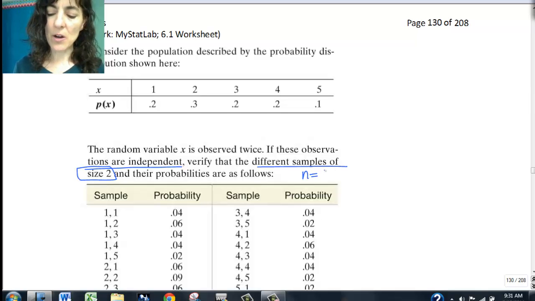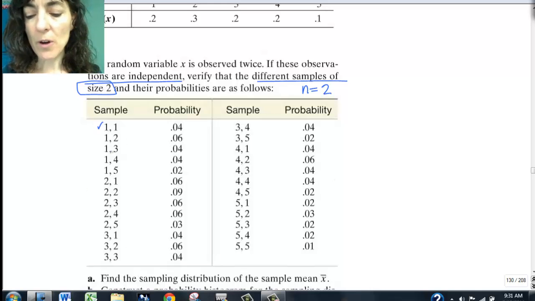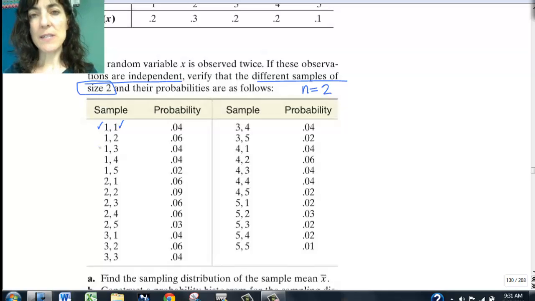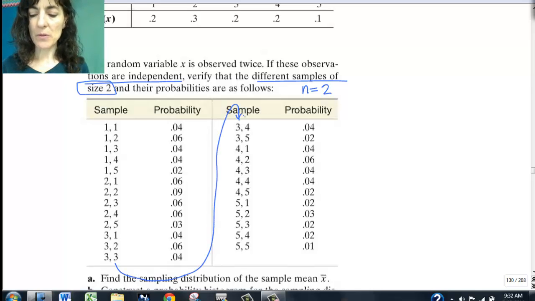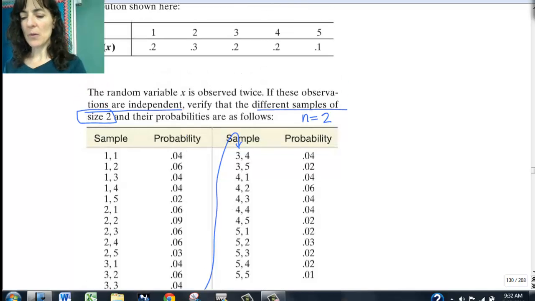So we're saying our n equals 2 for this experiment, and we're going to do several experiments, and here's all the possible samples. So we could have a 1 for our first and a 1 for our second, and then we could have a 1 and a 2, a 1 and a 3, etc. So that we're trying to list all of them, and then this one comes back around here and starts over again. So we have actually a double list. It's just shown side by side. And then the probabilities, let's figure out how we got those probabilities.